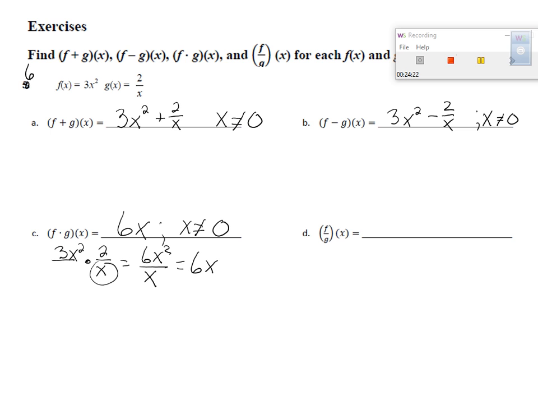And then last but not least, here's what I've got. I've got 3x squared divided by 2 over x. Guys, I wrote it a little bit different this time because I got a fraction. So once again, let's tell the world that we can't have 0 in the denominator. This now becomes 3x squared times the reciprocal. Ending answer, 3x to the third, because x squared times x is x cubed, all over 2.